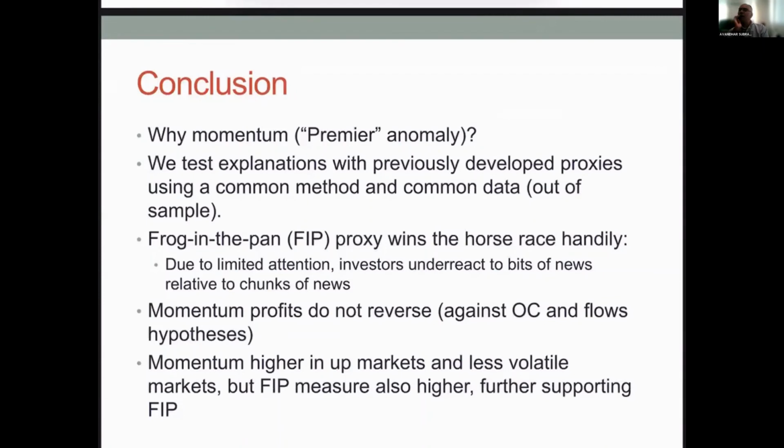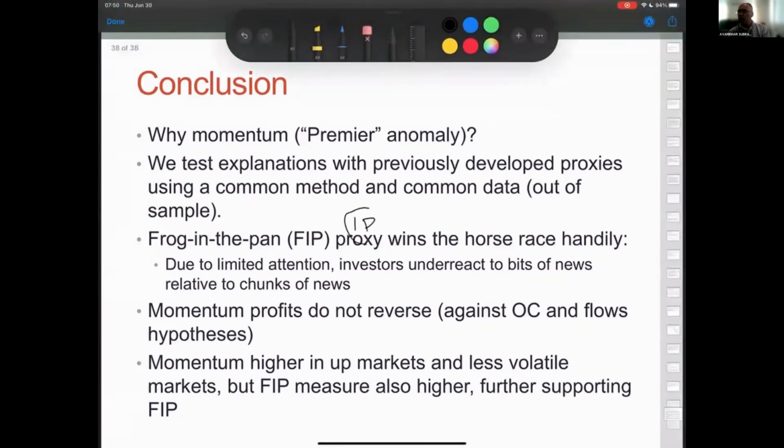And the conclusion is that the FIP proxy, which is ID, wins the horse race and the boxing matches handily. And the logic is that due to limited attention, investors underreact to bits of news relative to chunks of news. Momentum profits do not reverse, so they seem to represent underreaction. And momentum is higher in up markets and less volatile markets, but the ID measure also is higher in those markets, which is further supportive of the frog-in-the-pan ID hypothesis. That's essentially what we do in this paper.